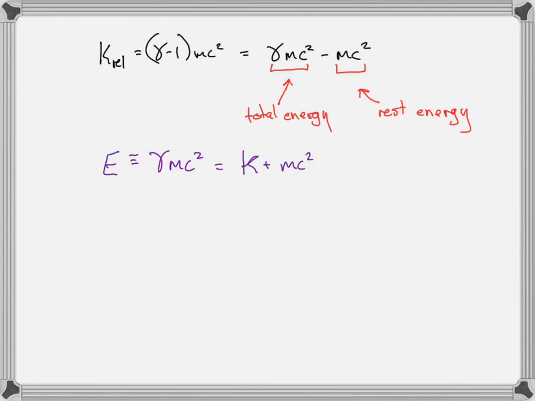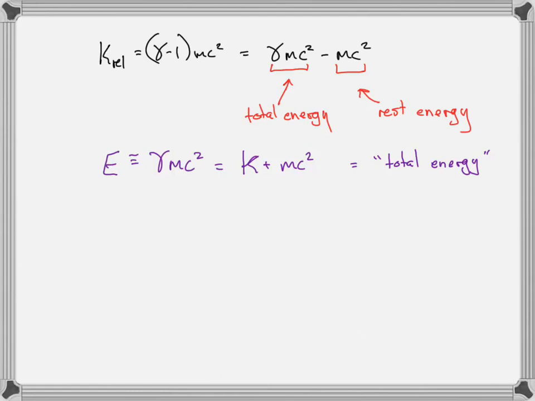I should say this is defined, right? So Einstein just defines the first term, gamma mc squared, as the total energy, and then shows that therefore, if gamma mc squared is the total energy, it must be the kinetic energy plus mc squared. So what is this total energy and this rest energy?